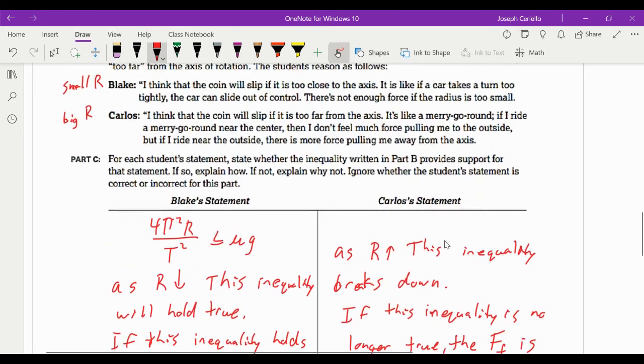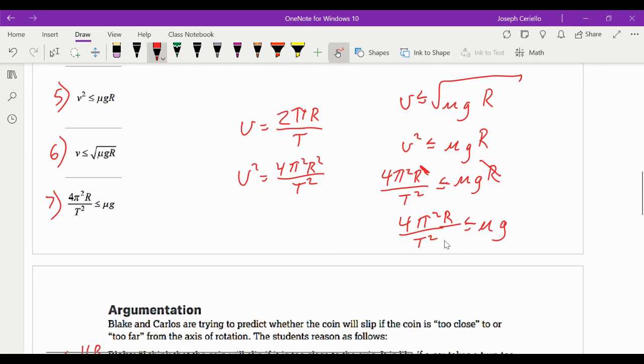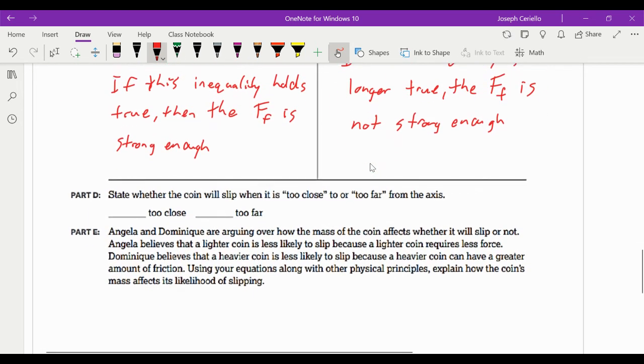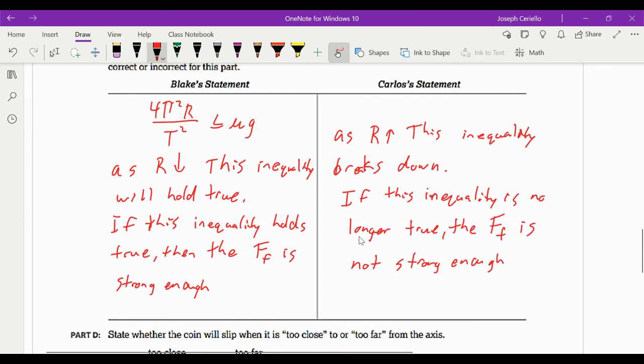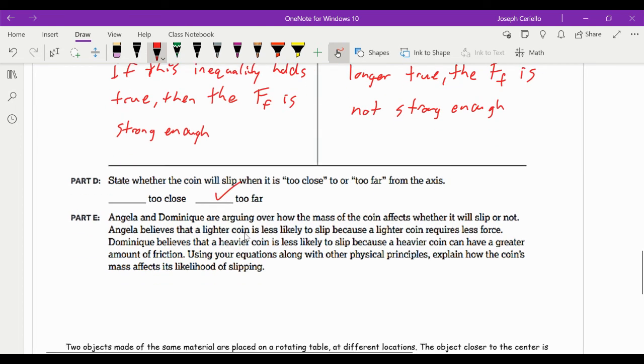So again, this is kind of an interesting idea. They're both kind of right to an extent. R ended up on both sides of the equation. If we go back to this step here, before I canceled anything out, R was on both sides. But R was squared on the left side, so it has a bigger effect on the left side than on the right side. So state whether the coin will slip when it's too close or too far from the axis. Well, it looks like if R goes up, that's when it might slip. It'll be too far.